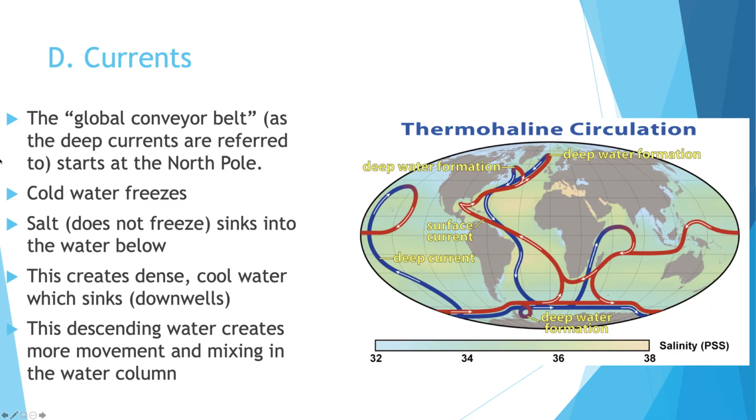Now, it starts off in the North Pole where the cold water will freeze or is near freezing. As this fresh water freezes into ice, what's left is the salt, and the salt will sink into the water below. That sinking of the salt actually creates movement within the water, right? So this makes cool, dense water sink towards the bottom. The descending water creates that movement and a slight mixing in the water column.